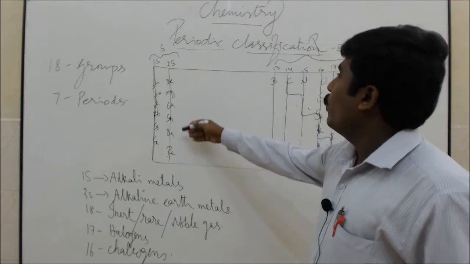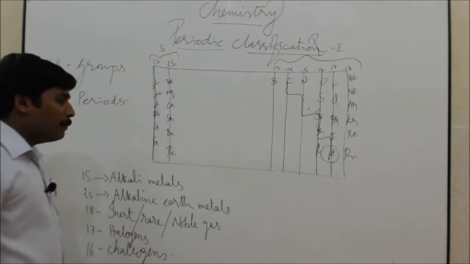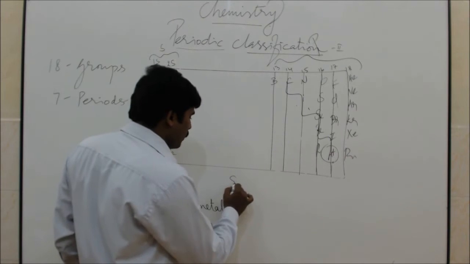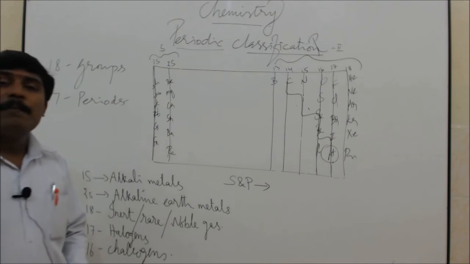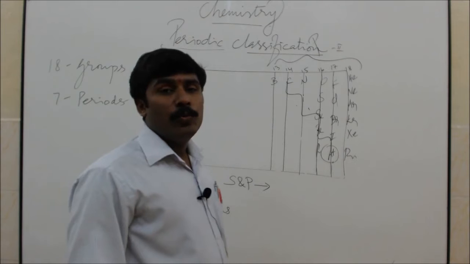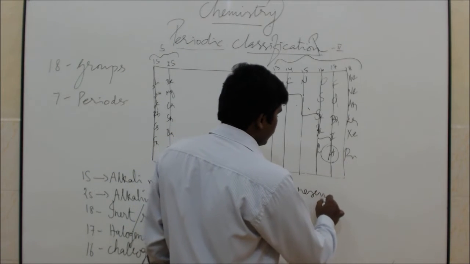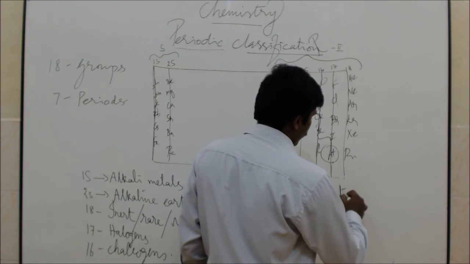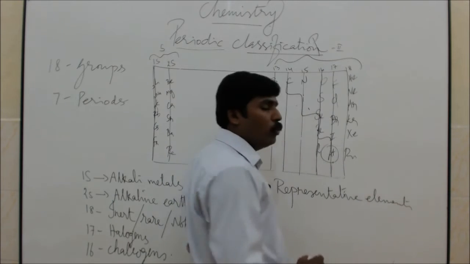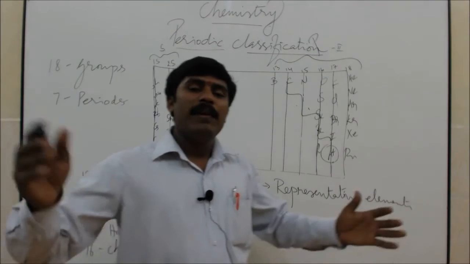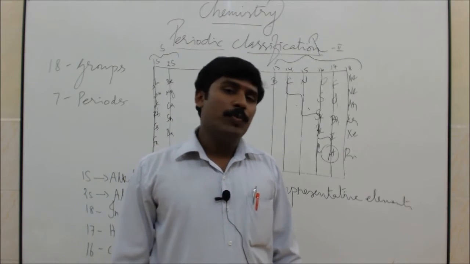Okay. S block elements over, p block also over. Now, s block and p block elements combined, we will call them representative elements or main group elements. What? Representative elements or main group elements. S block elements and p block elements collectively known as representative elements or main group elements.